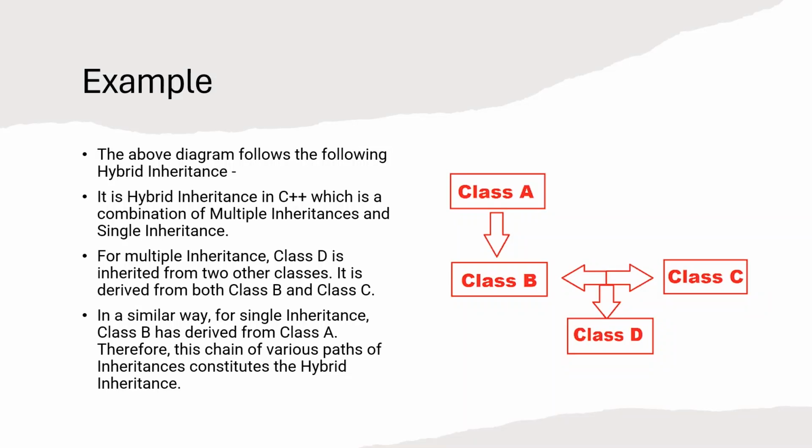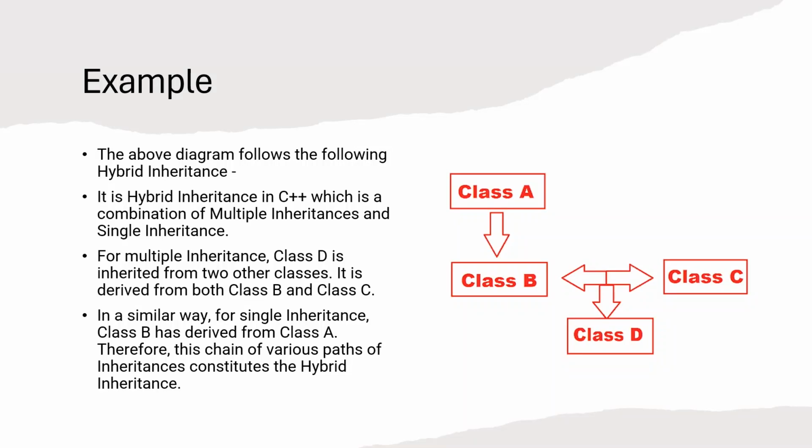Single inheritance: here we are deriving class B from class A. This is a single inheritance. That is, we are deriving class B as a derived class from class A as a base class. Class A is the base class and class B is the derived class. Single inheritance means one base class and one derived class.